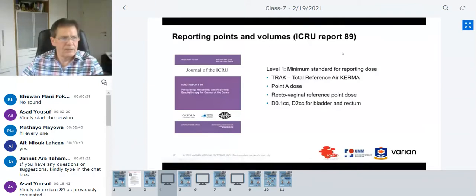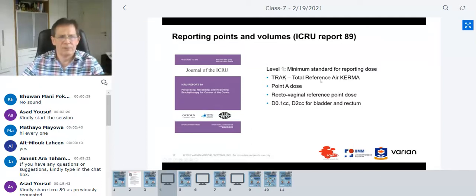Okay, in ICRU report 89, we also have reporting points and structures. And in this report, there is a separation between three levels. The first level is the minimum standard for reporting. The second one is the advanced level. And then there is a third level, which I don't want to mention here. It's more for research, so there are a lot of parameters that you would report if you go to level 3. But level 1, of course, is most important, the minimum standard for reporting.